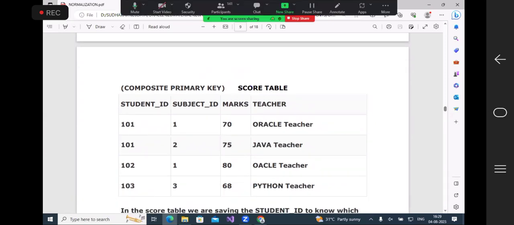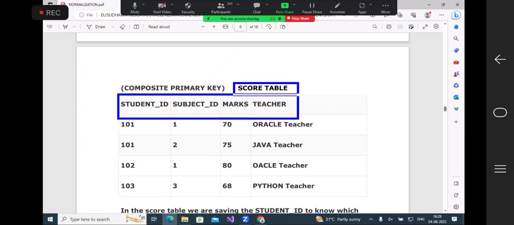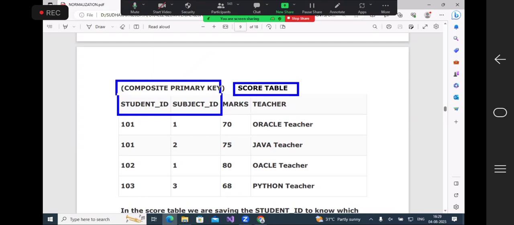Score is my table, and in this table there are 4 columns. Out of the 4 columns, on the first 2 columns I applied a composite primary key. So that means the first 2 columns are which type of columns? Primary key columns. And marks and teacher, these 2 columns are non-primary key columns.